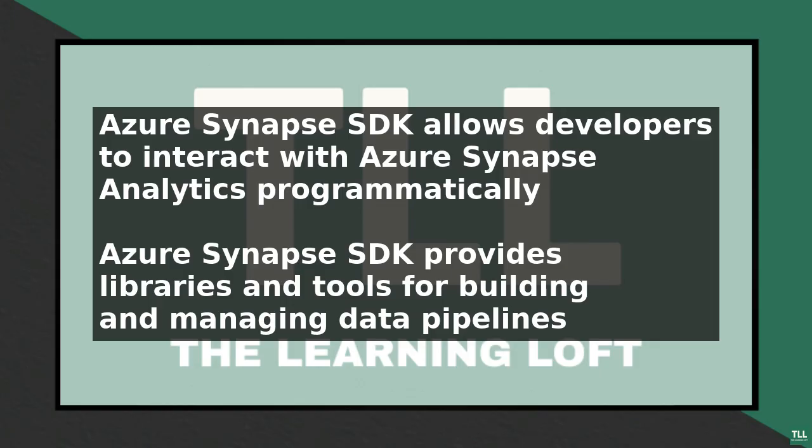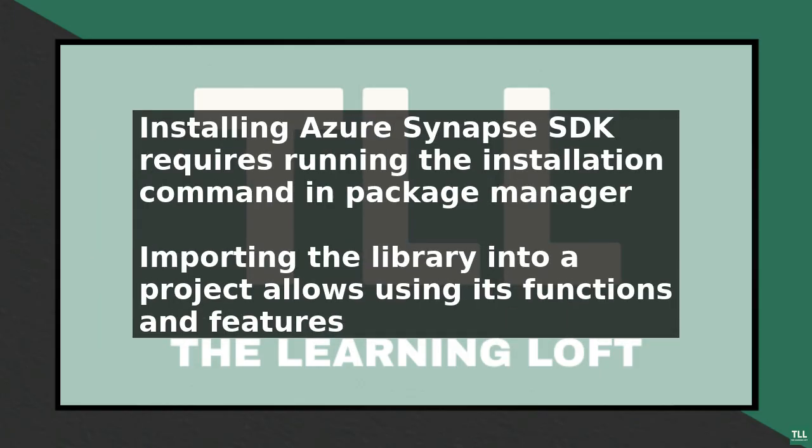Setting up Azure Synapse SDK. To start using Azure Synapse SDK, you need to install the required libraries. You can do this by running the installation command in your preferred package manager. Once installed, you can import the library into your project and start using its functions.